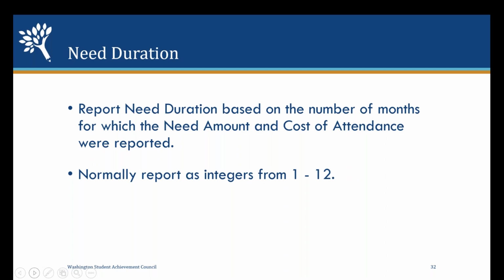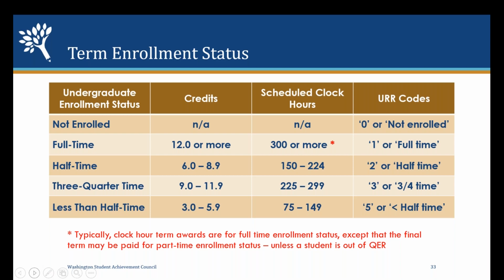So we really are looking for consistency in how you are creating cost of attendance minus EFC equals need, and we want that consistency. This chart really just lists what is considered not enrolled, full-time, half-time, three-quarter time, and less than half-time.